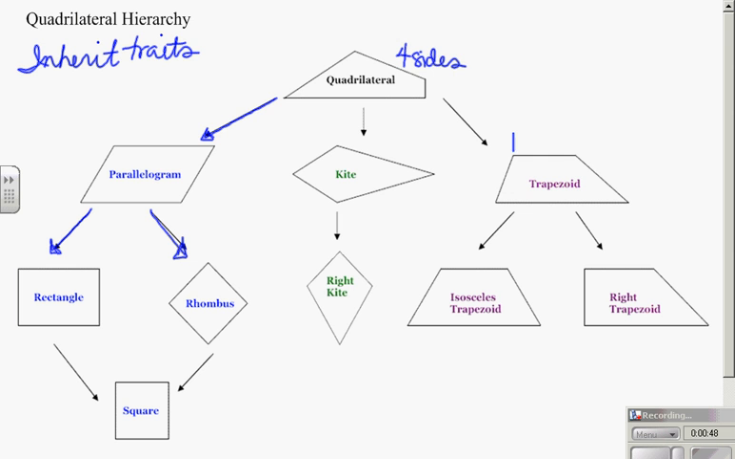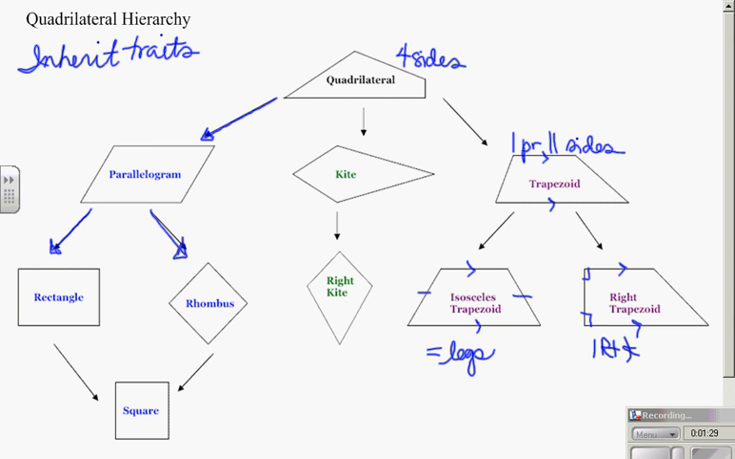If we start over here with a trapezoid, we have 1 pair parallel sides. That's the definition. As we move down, we get more specific. We get an isosceles trapezoid that continues to have that 1 pair parallel, and it has equal legs. That's its additional piece of information. Related but not connected is a right trapezoid that's going to have our 1 pair parallel. Its additional information is it's going to have at least one right angle. In this case, it has 2.